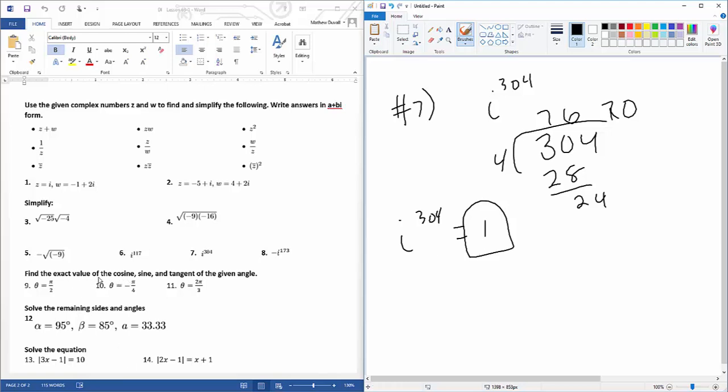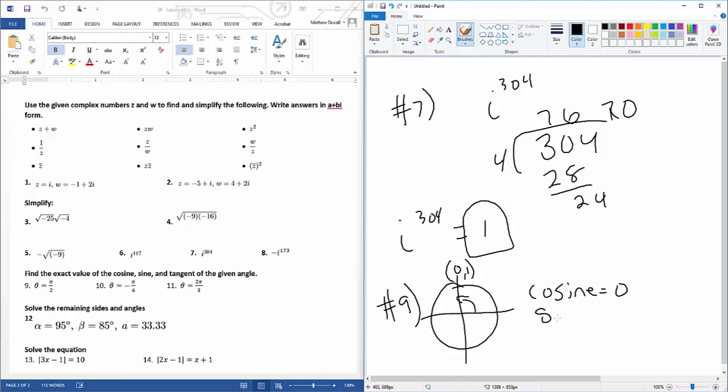Find the exact values of the cosine, sine, and tangent value. So number 9, it's just unit circle stuff. So here at pi halves, it's 0, 1. And so the cosine value is 0. The sine value equals 1. The tangent, sine over cosine, gives me undefined.